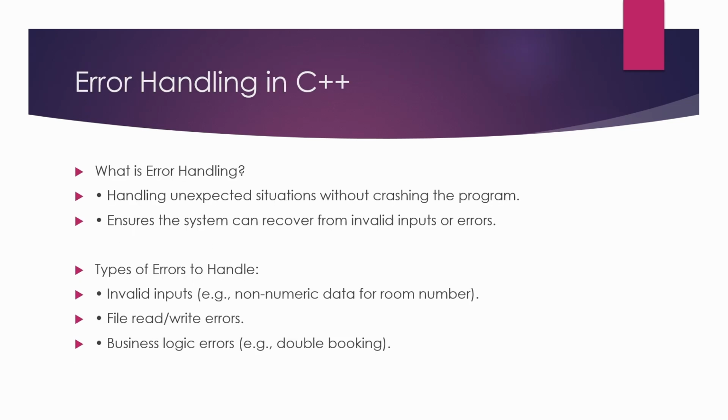Error handling is an essential aspect of building reliable software. In C++, we use exceptions to catch and handle errors. In our hotel booking system, we need to handle invalid inputs, file read-write errors, and other exceptions like double booking. This helps ensure that the system remains stable even when things go wrong.